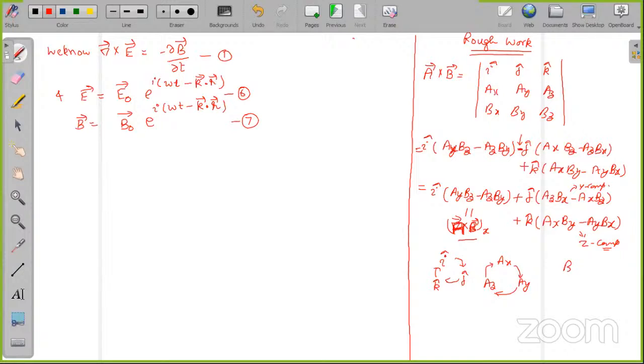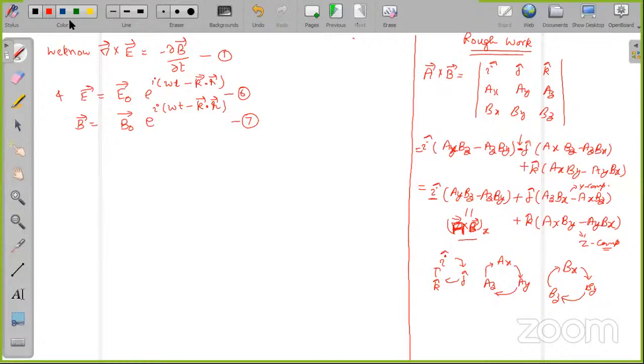Then what comes after BX? It is BY. What comes after BY? It is BZ. What comes after BZ? It will be BX, like this. Now, you can see if you want to write the X component, how will the X component start? The X component is the multiplier of I cap, meaning here.